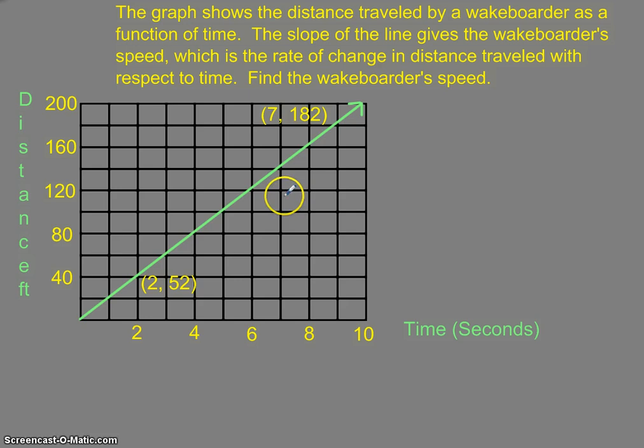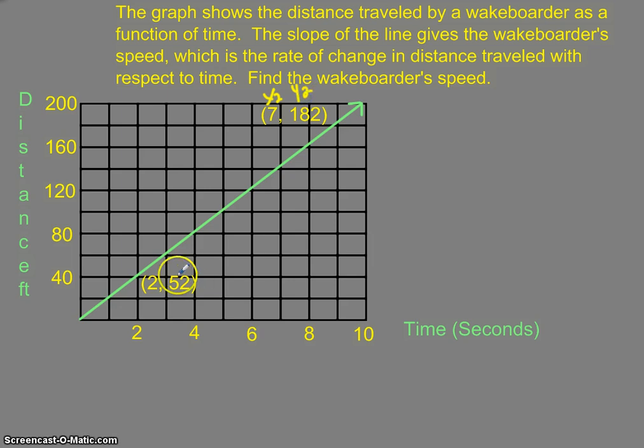Okay, so to find the speed, remember speed is like miles per hour. That's a ratio. You got miles on top, you got hours on bottom. We can also find speed with feet per second. That would mean feet would be on top, seconds on bottom. Well, slope does that for us. It puts y on top, the change in y, and you divide it by the change in x. So we're just going to find the slope of the line. That will give us the speed.